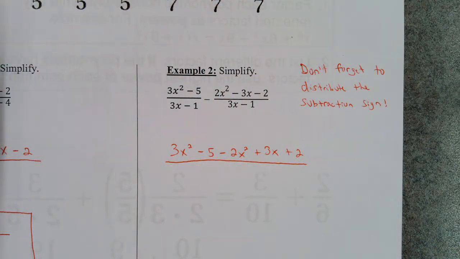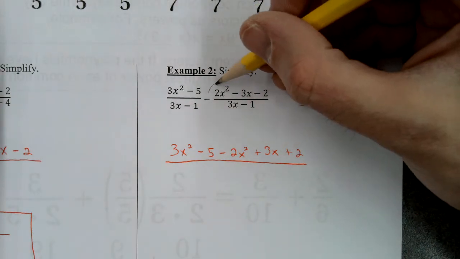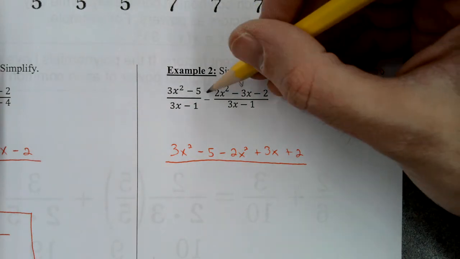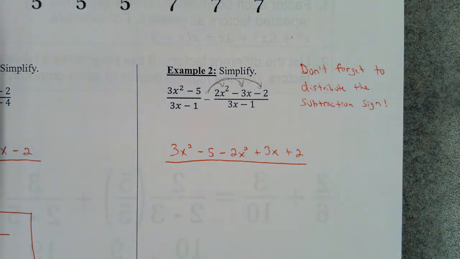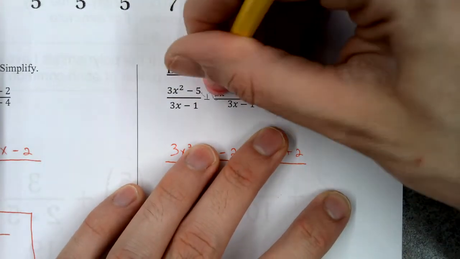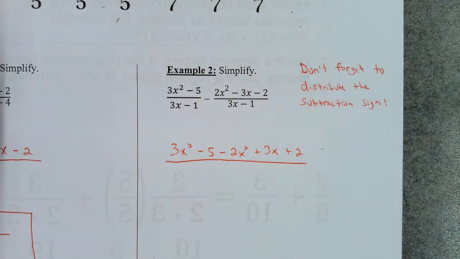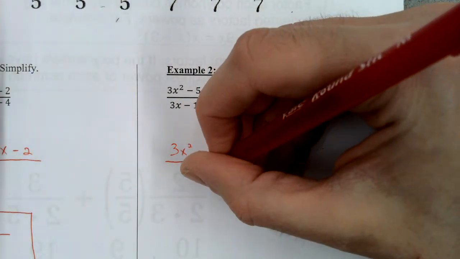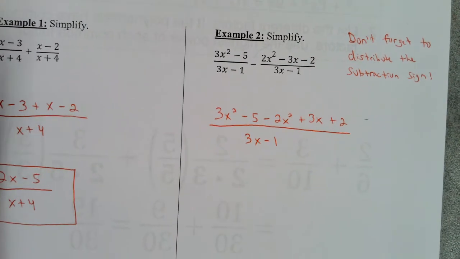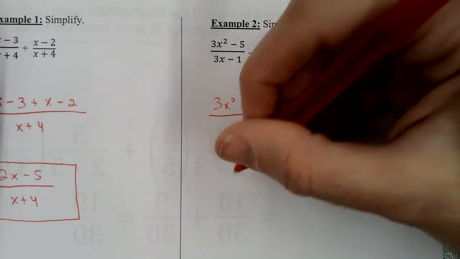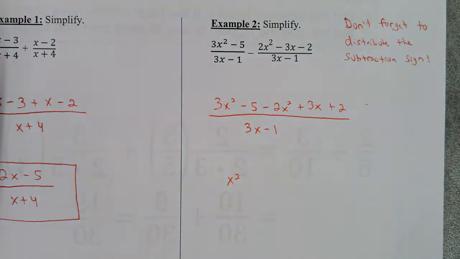Because you have to distribute the negative sign, okay? The negative sign has to get distributed. In other words, you're changing the sign of everything, okay? So minus 2x squared plus 3x plus 2. Okay. And the denominator is going to stay 3x minus 1. So now combine like terms in the numerator. You're going to get 3x squared minus 2x squared is 1x squared plus 3x minus 3.